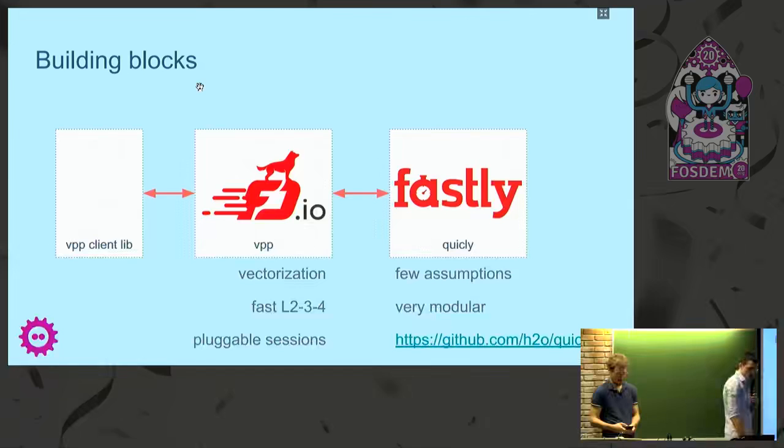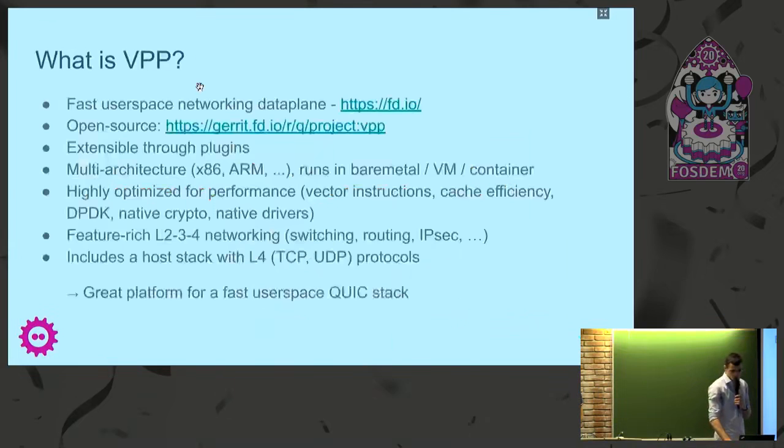So what we chose, for the QUIC implementation, we used Quicly, which is developed by Fastly, which makes very few assumptions about how the memory is managed, where the packets come from, and is very modular. So this was very pleasant to use. For the packet processing, we use FD.io VPP, which is the project we are working on at Cisco, which comes with fast layer 2, 3, 4 networking and a pluggable session system, and also a client library that exposes the session layer for applications.